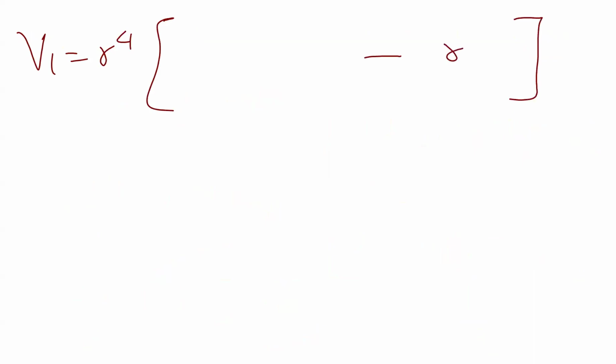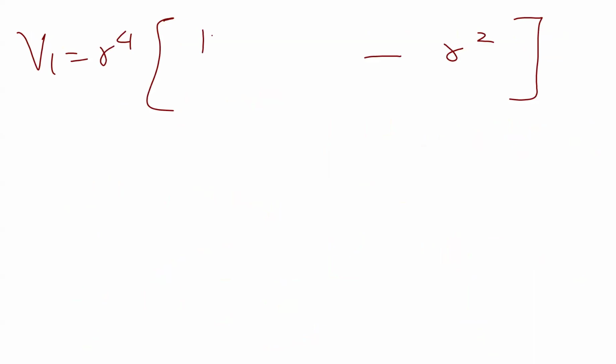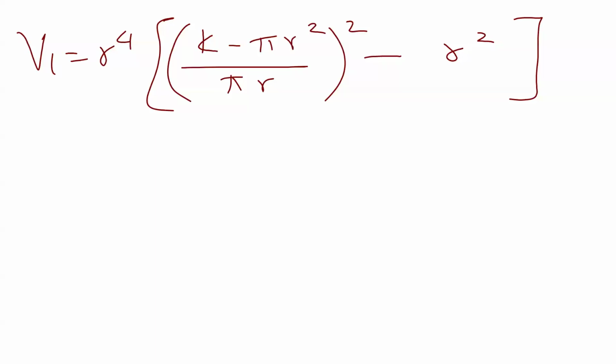So V1 is equal to R raised to 4 into L square minus R square. Now L is K minus pi R square by pi R. The square of this. So we have replaced the value of L with K minus pi R square upon pi R. Now this is no rocket science. This is pure algebra. You have to just simplify. Go on simplifying. Definitely you will get the right answer. So start along with me.